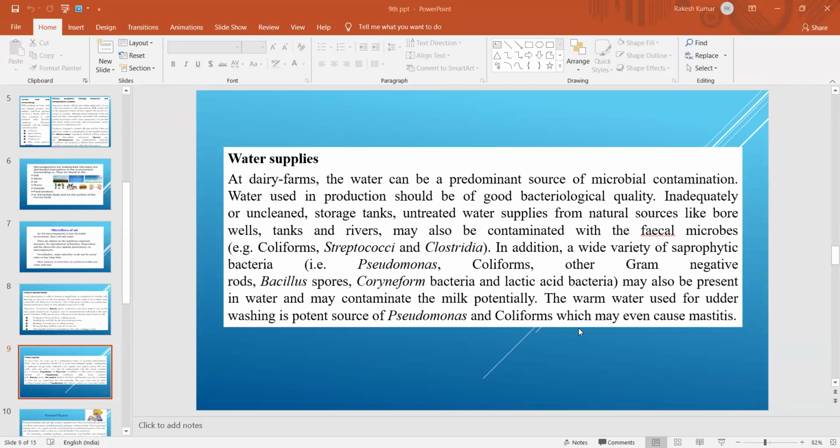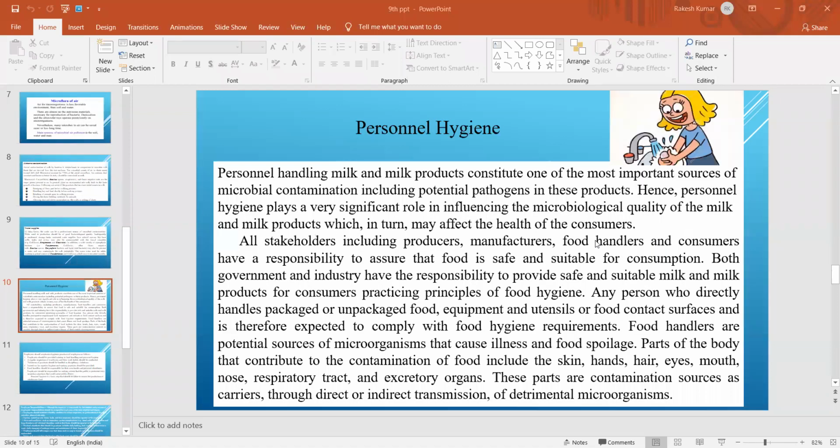The warm water used for udder washing is a potent source of Pseudomonas and coliform because you are simply raising the temperature of water for cleaning purposes, which is suitable for the growth of these two microbes. And it may be responsible for causing mastitis also. So you should avoid these things. Then personal hygiene is very important.